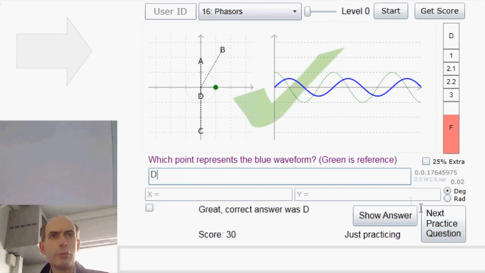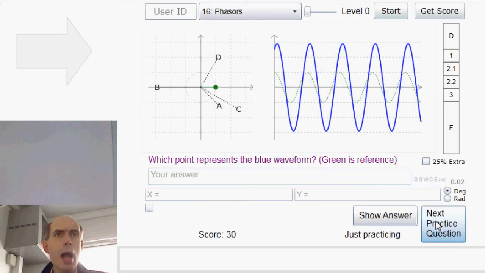I'll see if I can find a slightly more interesting one. That'll do, that's more interesting. Once again, we have the green waveform here at 0 phase, and this time we have the blue waveform just under 3 times the size of the green, which means it's unlikely to be A. That's not 3 times the length of the green phasor, but it could be C, B, or D.